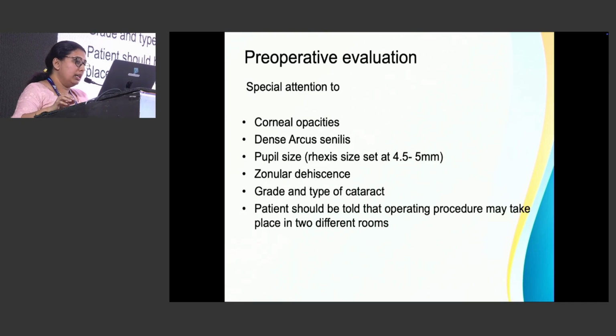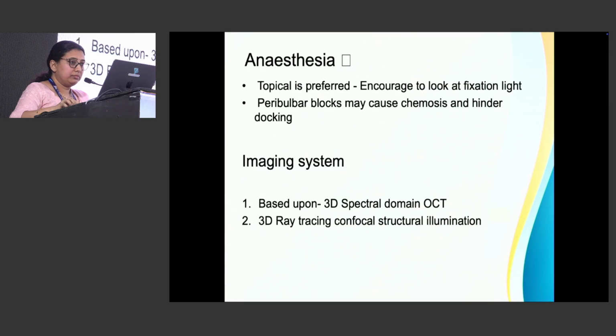We should note the grade and type of cataract because according to that we have to titrate the energy. The patient should be counseled that the procedure may take place in 2 different rooms. Topical anesthesia is always preferred because we need the patient to fixate on the light. Peripheral blocks may cause chemosis and that may cause suction loss and docking problems.